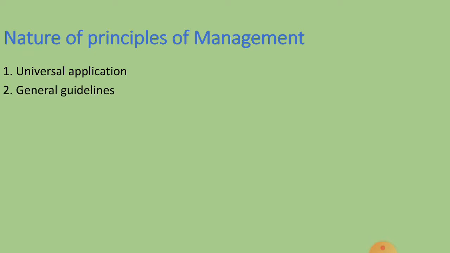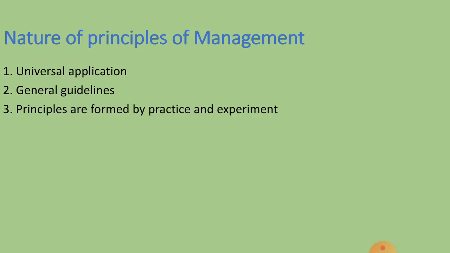Number 2, general guidelines. Management principles provide general guidelines in tackling the organizational situations wisely as well as in solving the problems. They are not rigid. Which management principles are to be applied depends upon the situation, size, and nature of organization. For example, when we say fair remuneration, then the term fair can vary as per the nature, size, and financial condition of the organization.